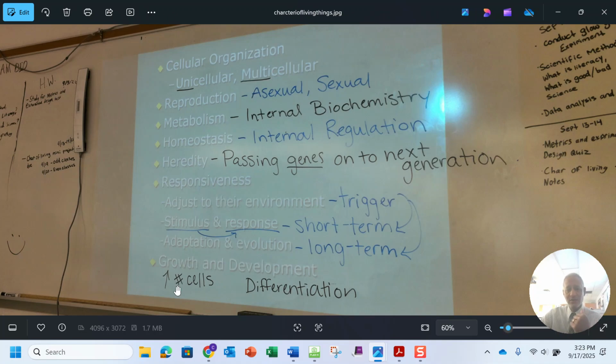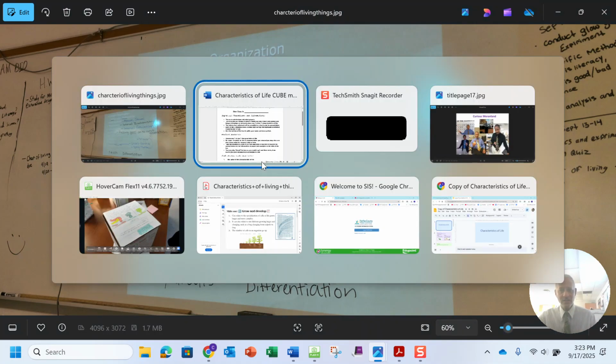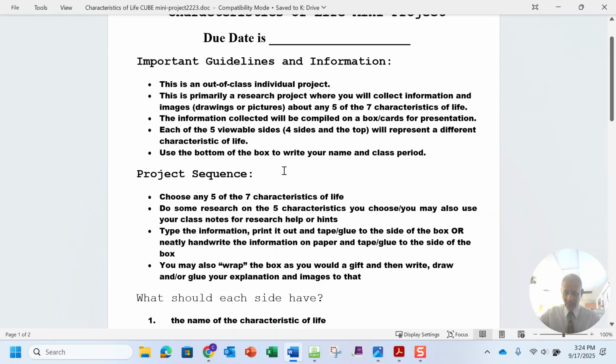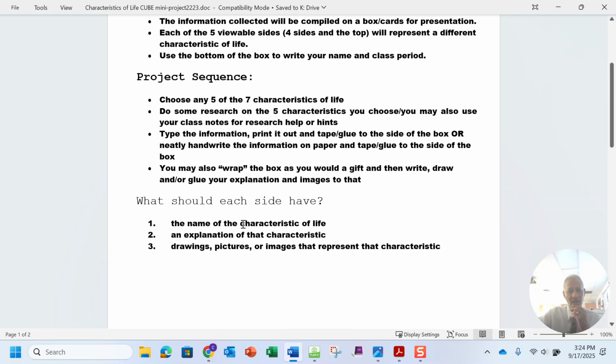So they get the basic notes, and then they get the handout. They can use resources that I provide for them online, not through our Schoology course. And there's also notes, and I have textbooks that they can use. But for each of the characteristics that they have to do, of my 7, they have to pick 5 of them. They have to tell me the name, an explanation of the characteristic, and a representative drawing.